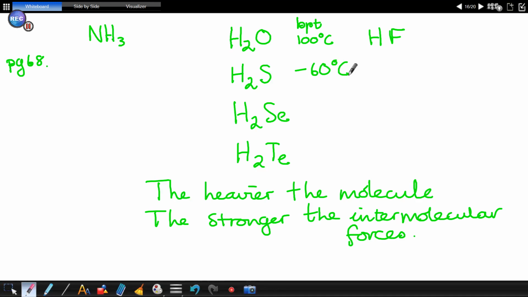The boiling point of hydrogen selenide is minus 41.25 degrees Celsius, according to some information I found on Wikipedia. The boiling point of hydrogen telluride. So the heavier the molecule, the lower the boiling point is.